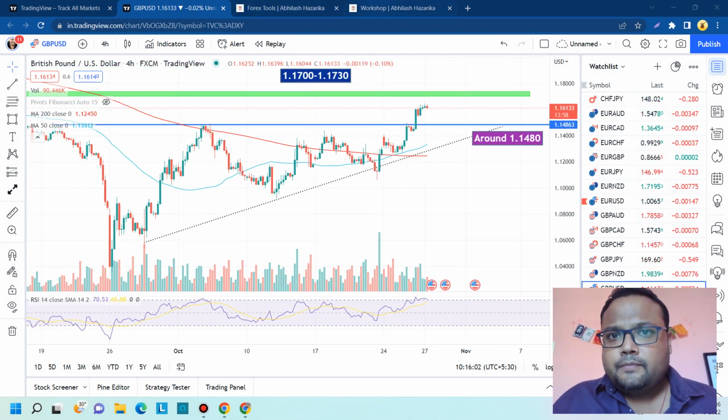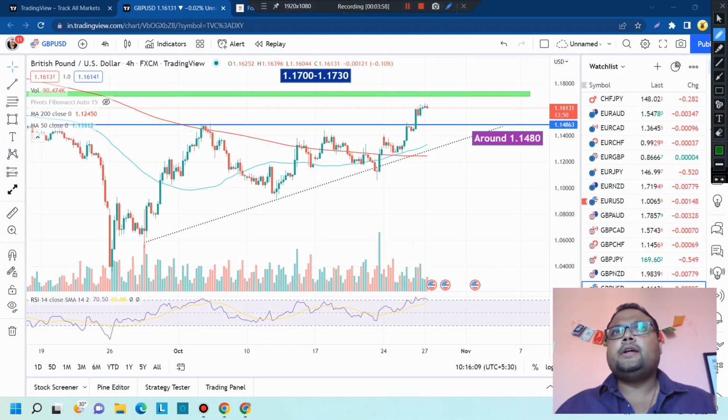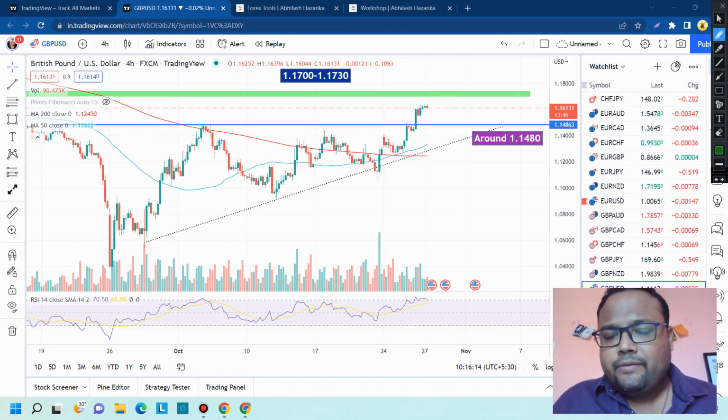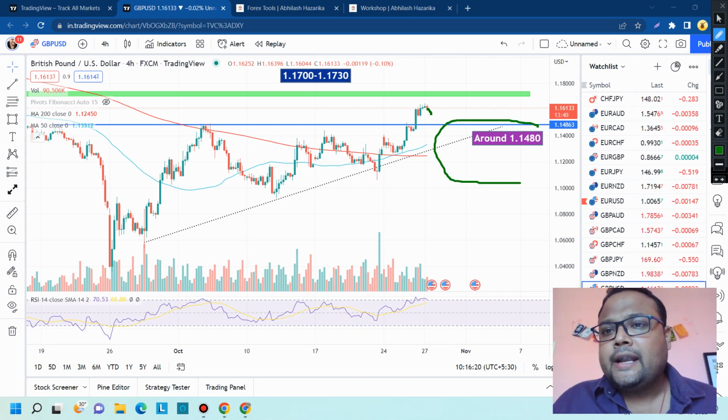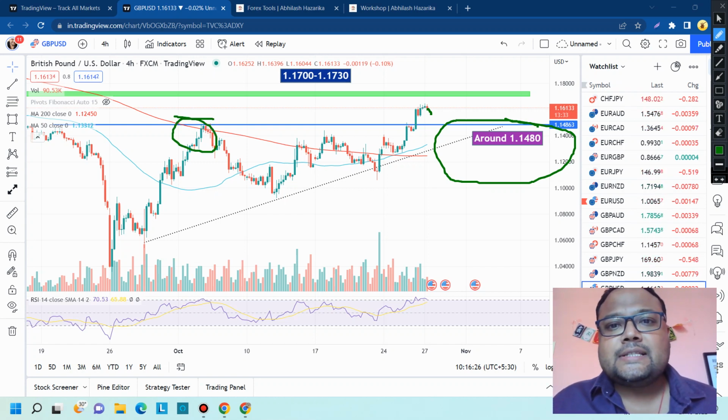So if DXY shows recovery during the day, during the European session or US session, DXY goes up, then yes, we will see GBPUSD coming down, and you need to observe GBPUSD around 1.1480. Why are we using this level? Because this was the resistance for us.